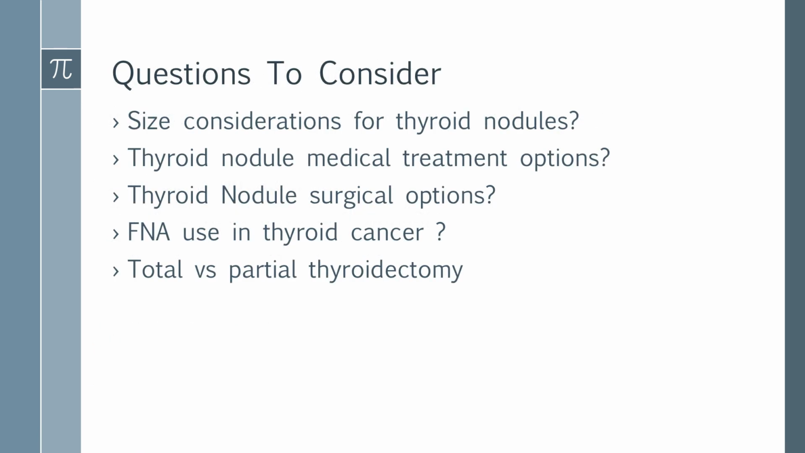So these are the questions that we come back to again. What are the size considerations? Remember, more than 1 centimeter is worrisome. You want to do a biopsy. And if it's more than 4 centimeters, you want to take it out. And especially if it's a cancer, you take out the whole thyroid.